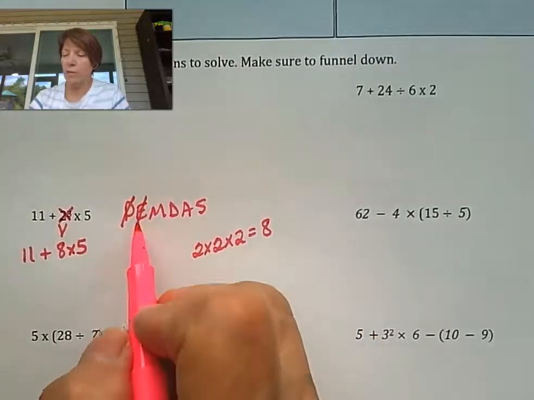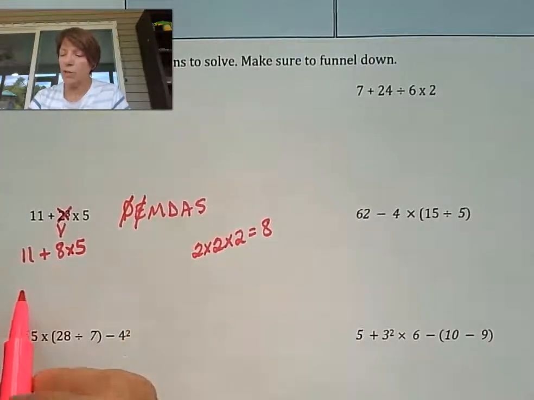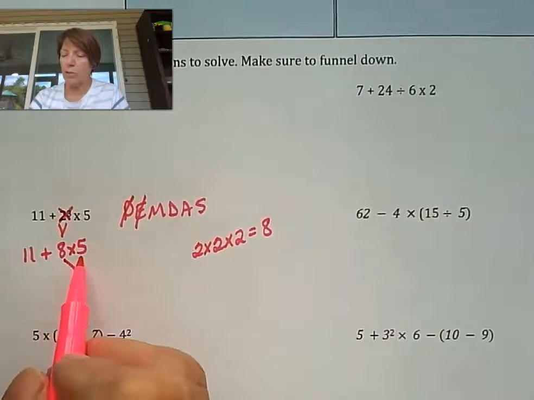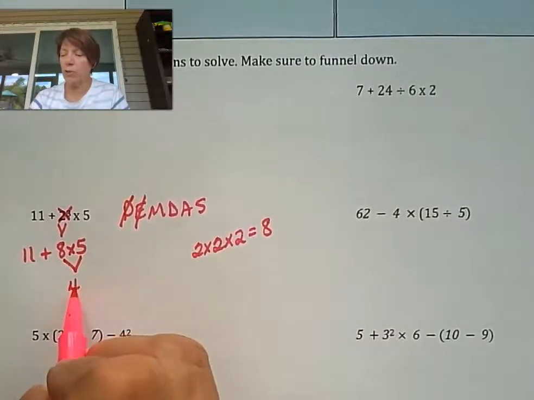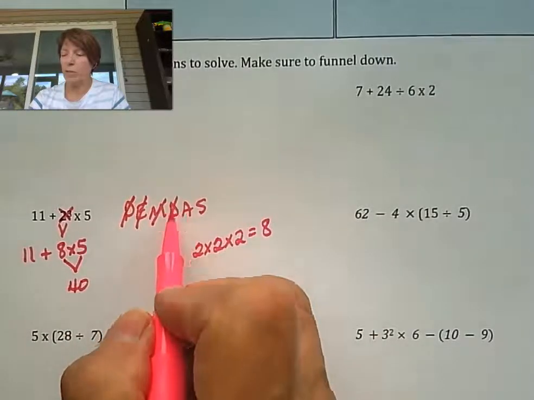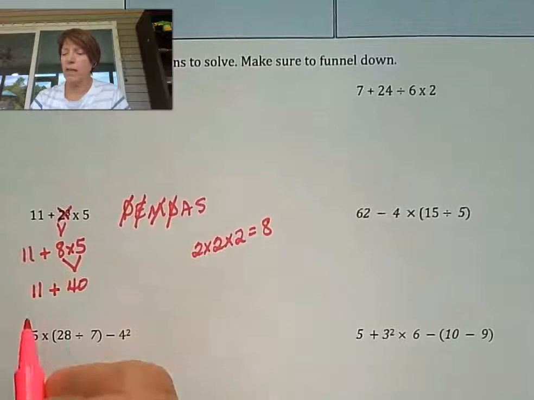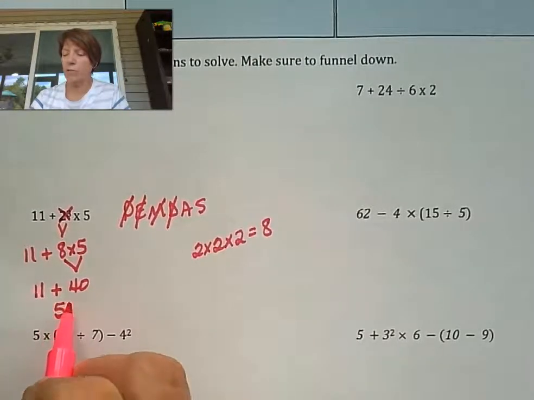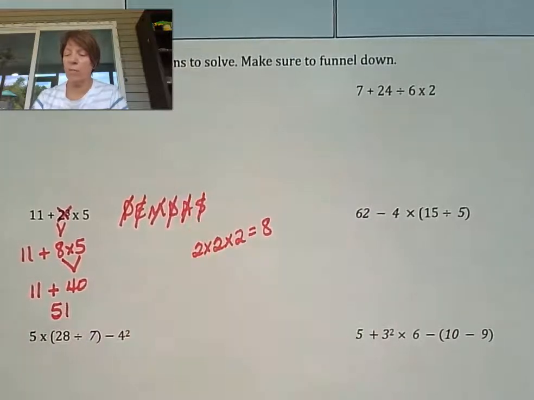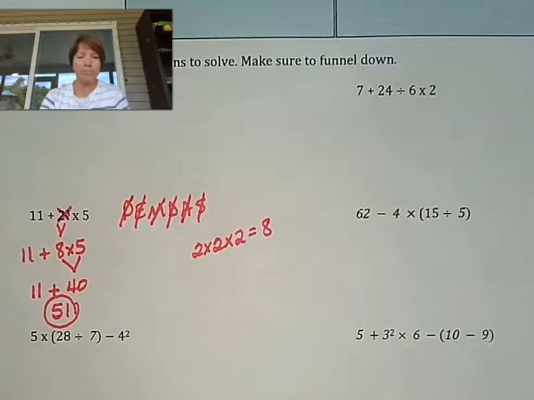Now I'm going on. I've done my exponents. Now I look for multiply or divide. And so I see that I've got a multiplication problem here. And so I'm going to multiply 8 times 5, which is 40. I've gotten rid of my multiply or my divide. I bring down the rest of my operations and numbers. And 11 plus 40, finally, my add and subtract, gives me 51. And so I've taken care of all of my order of operations, and my final answer should be 51.